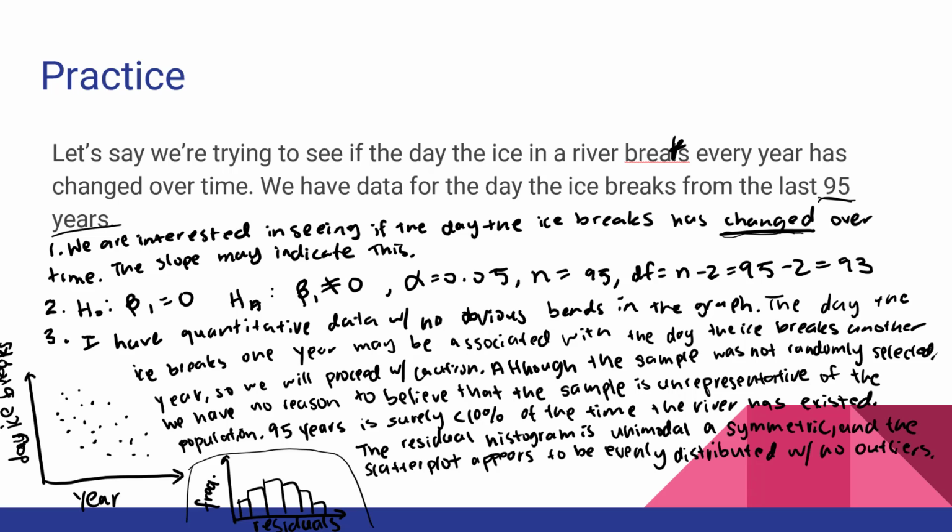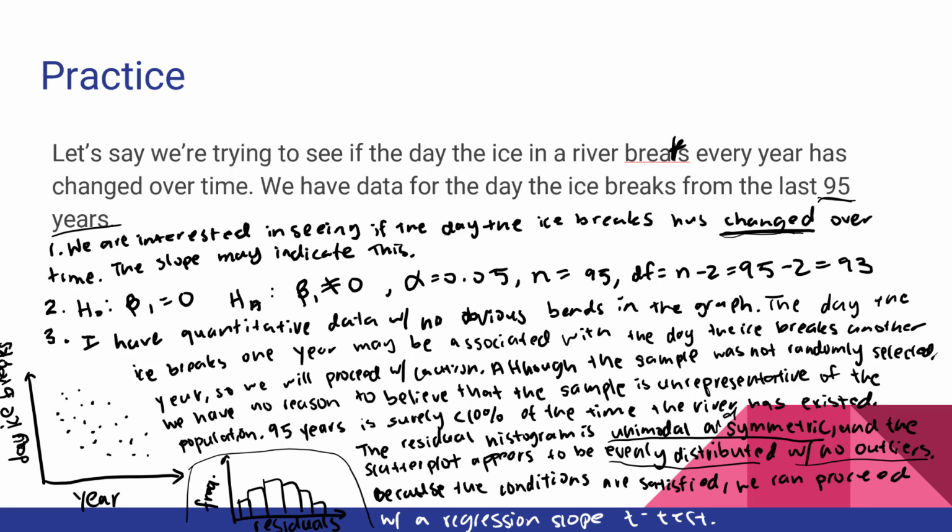So for good measure, I threw in the other two remaining conditions as well. So I included the equal variance condition and then the outlier condition into one sentence. So the residual histogram is unimodal and symmetric. So that takes care of our residual histogram. The scatter plot appears to be evenly distributed, so that's our equal variance, with no outlier. So that takes care of our outlier condition. Now that our conditions are satisfied, we can say that yes, we pass the conditions and we're going to do a hypothesis test. Because the conditions are satisfied, we can proceed with a regression slope t-test.